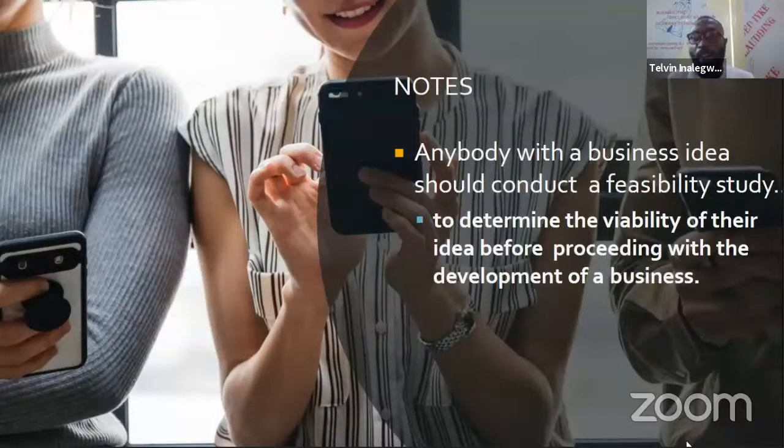Now, for any business idea that you have, whatever business idea that you have, you should conduct a feasibility study. Why? To determine the viability of your idea before proceeding with the development of a business.